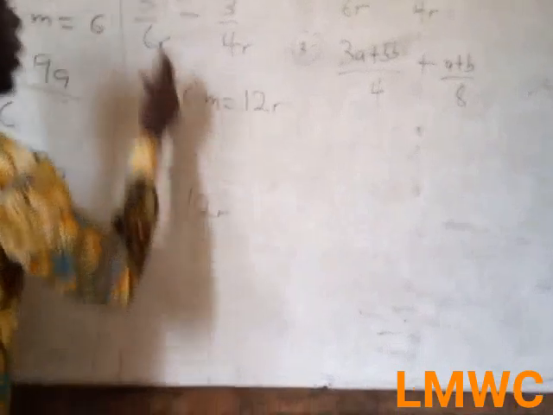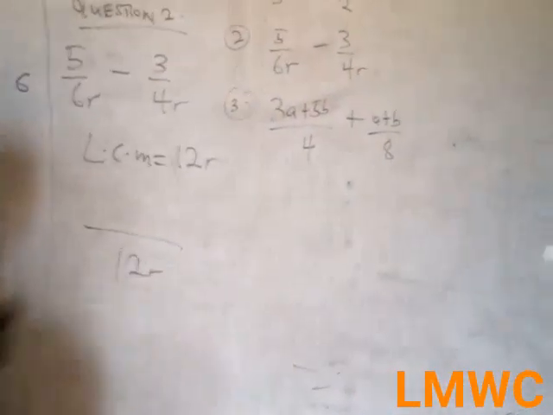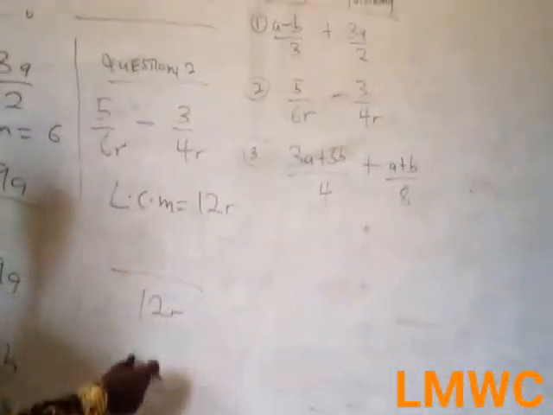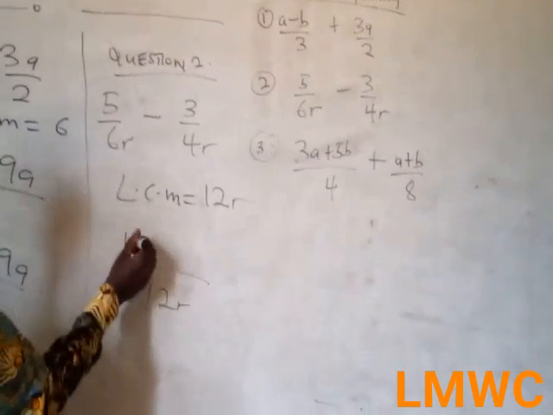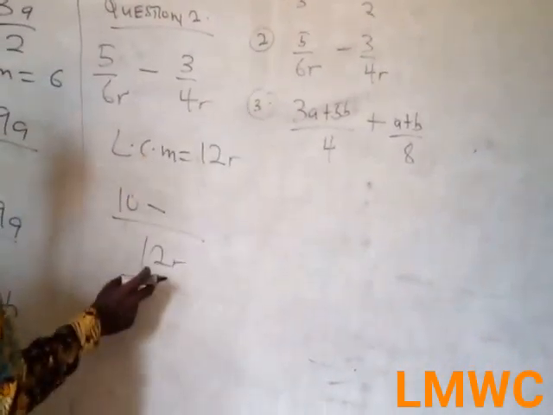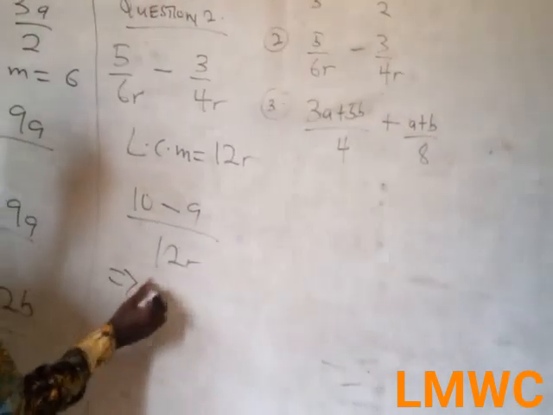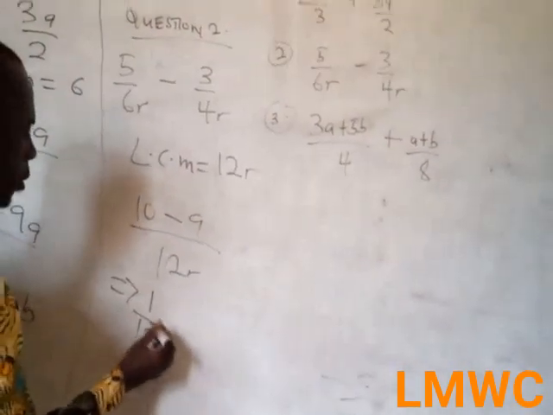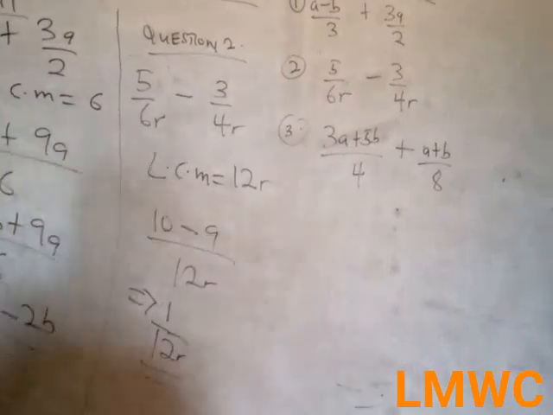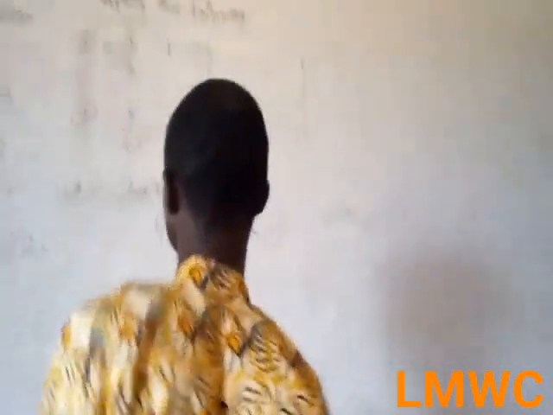So 12r. 6r goes into 12r, 2, because this r will cancel it. So 2 times 5 is 10, minus this goes here 3, 3 times 3 is 9. So you have 1 over 12r. This is your answer. The last question. Question 3.